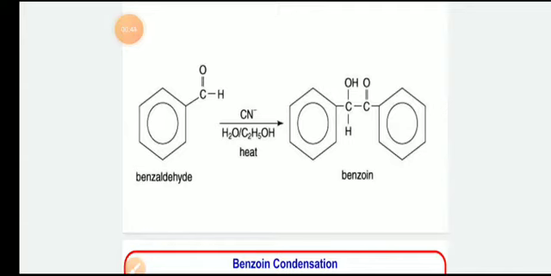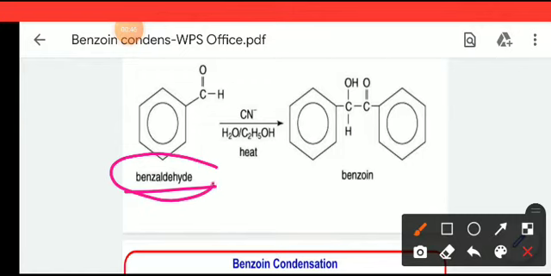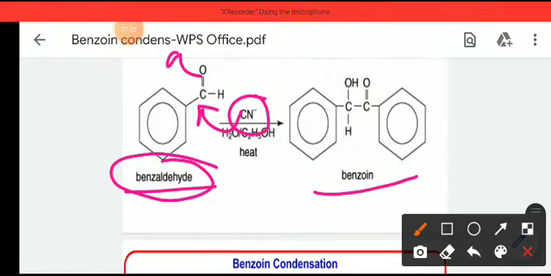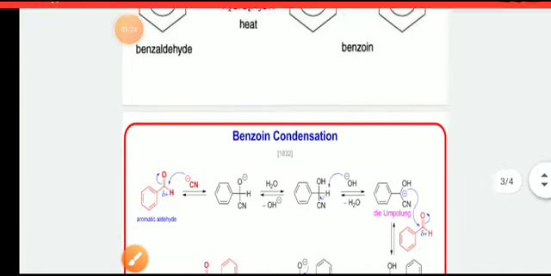of benzoin condensation. Here the reaction consists of benzaldehyde being treated with cyanide, that is the cyanide ion CN minus, along with some alcohol, that is C2H5OH, ethanol. Whenever cyanide reacts with this benzaldehyde, the cyanide first attacks the carbonyl carbon and this double bond will break. Then the process will go on with another benzaldehyde and it will form this compound. This compound is named benzoin. Let's see the actual mechanism.